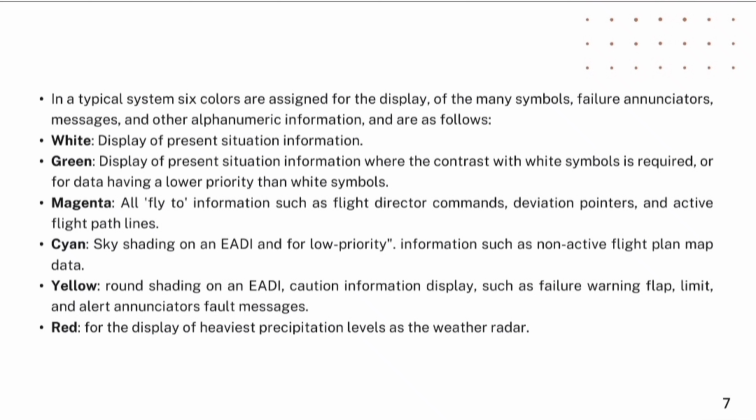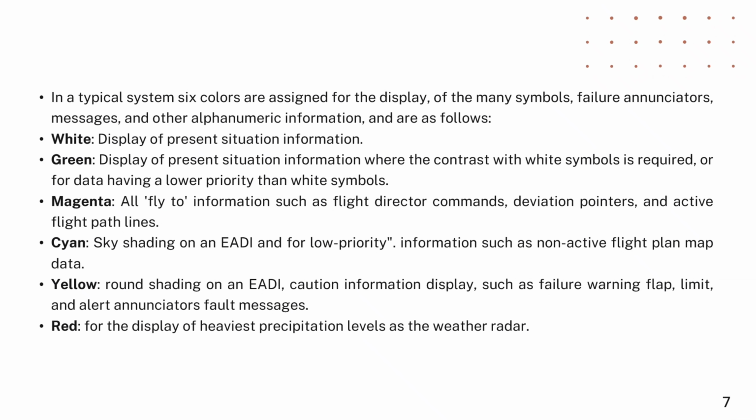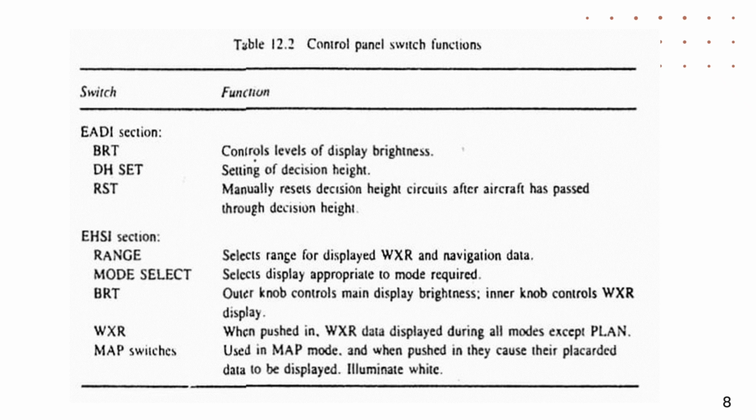Magenta, all flight plan information such as the flight director commands, deviation pointers, and active flight path lines. Cyan, sky shading on the EADI and for low priority information such as non-active flight plan map. Yellow, ground shading on the EADI, and caution information display such as failure warning, flap limit, and alert annunciator fault messages. Red, for the display of the heaviest precipitation levels on the weather radar. This table shows the control panel switch functions.